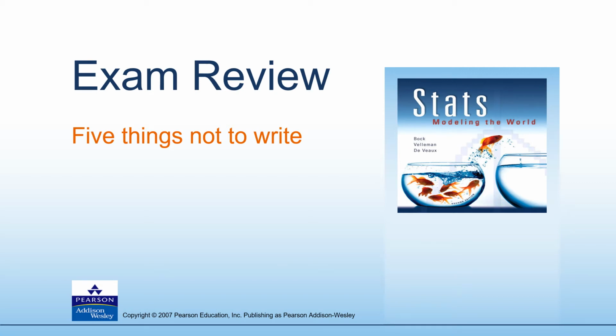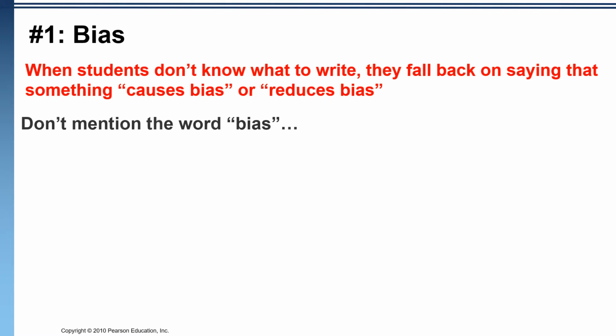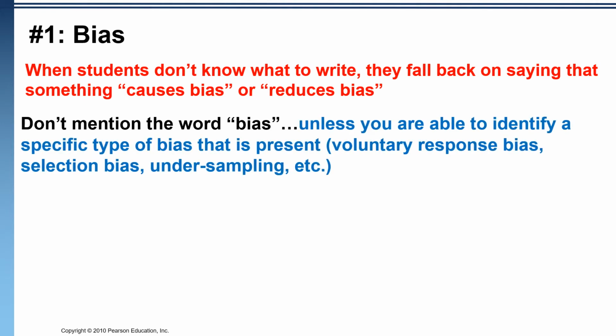In this video, we're going to go over 5 things not to write in your free response question answers. Number 1, bias. When students don't know what to write, they tend to fall back on saying something causes bias or reduces bias. Don't mention the word bias at all unless you're able to identify a specific type of bias that is present, such as voluntary response, selection bias, undersampling, etc.